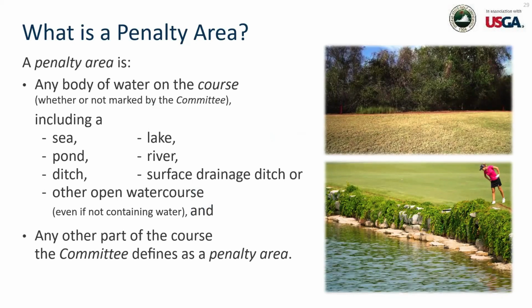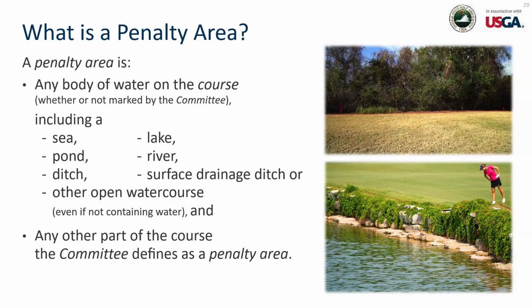So another defined term here, penalty area is any body of water on the course, whether it's marked by the committee or not, and it can be a whole bunch of things: seas, ponds, ditches, rivers, lakes, anything that can hold water, even if it does not contain water at that time, would be able to be called the penalty area under the rules. And something that was added when the rules changed back in 2019, you can now mark any part of the course the committee wants as a penalty area.